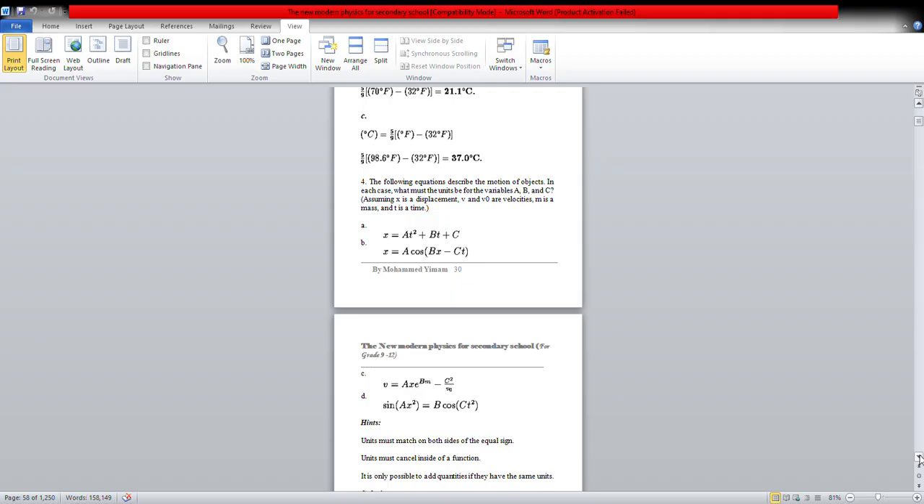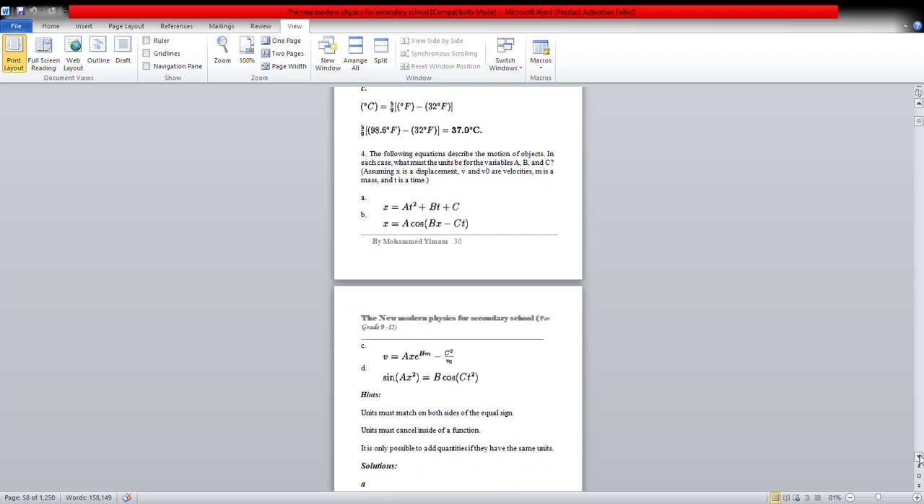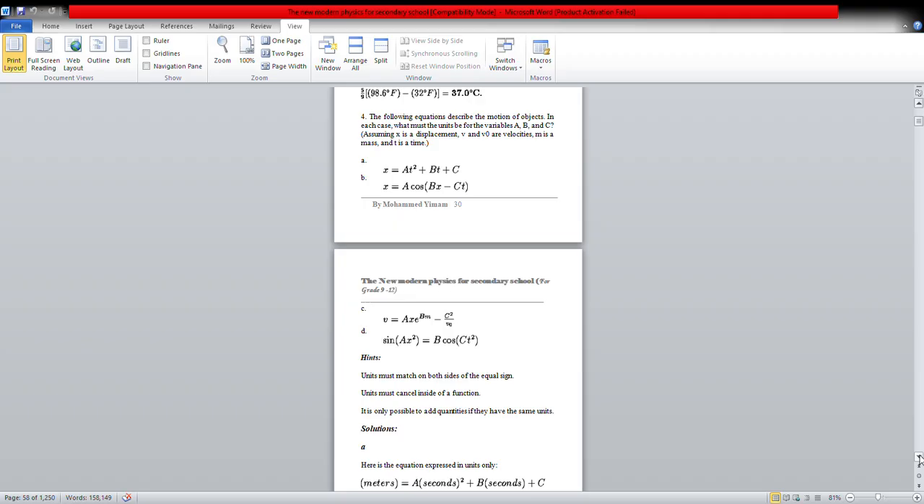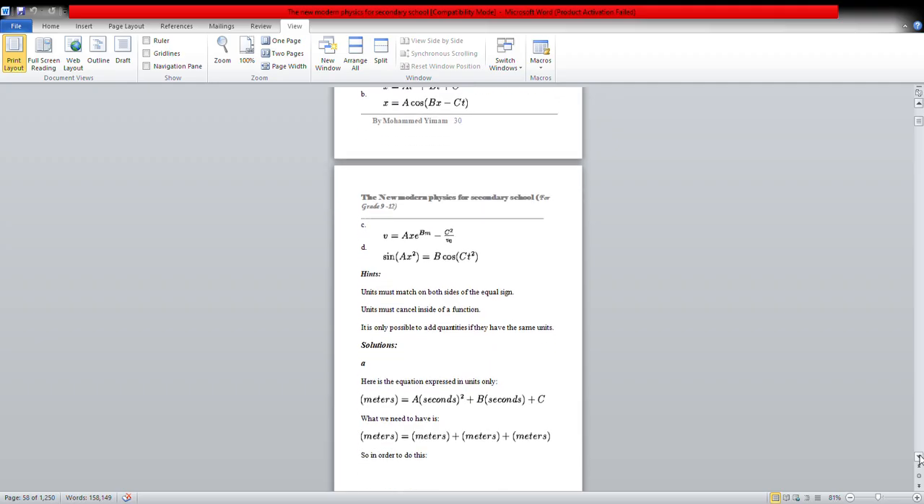Let's see number 4. The following equations describe the motion of objects in each case. What must the units be for the variables A, B, and C? Assuming x is displacement, v and v naught are velocities, m is mass, and t is time. A. x is equal to a t squared plus b t plus c. B. x is equal to a cos of b x minus c t. C. v is equal to a x to the power of b m minus c squared over v naught. D. sin of a x squared is equal to b cos of c t squared.